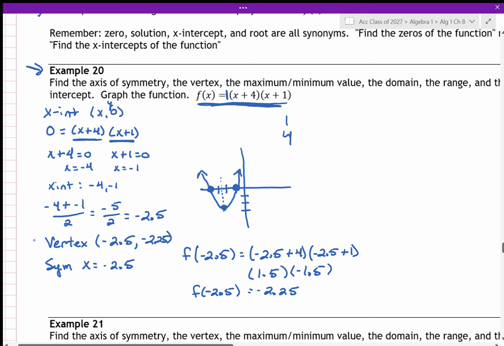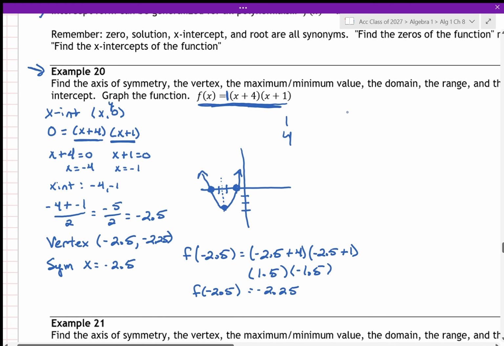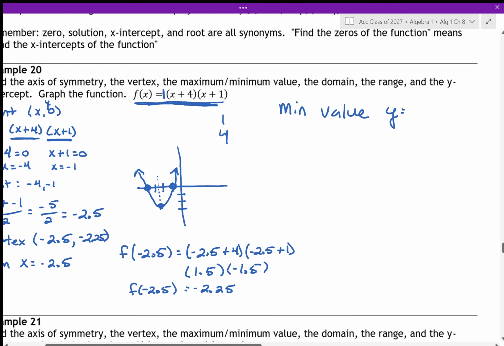All right, let's make sure I wrote everything down that we needed. We want the vertex, the symmetry line. We need a maximum or minimum. This one's going to have a minimum down here, so our minimum value is going to be y equals negative 2.25. Negative 2.25, and that comes from the y value of my vertex over here. My domain is again going to be all reals.